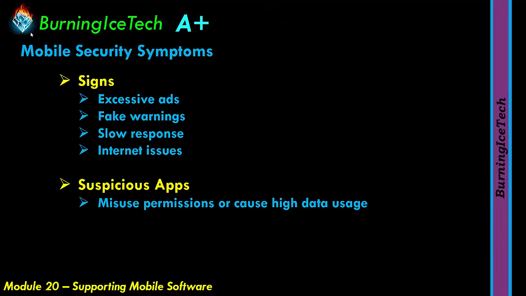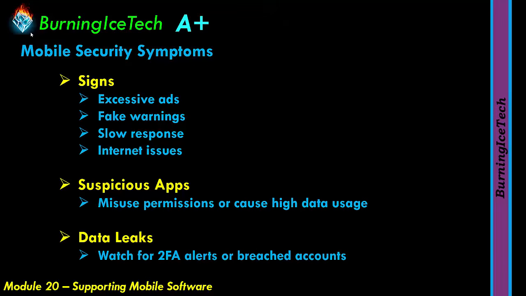And then the last thing here under this particular topic, data leaks. Something we really don't want, especially if somebody's got a phone or a tablet that's got a lot of company sensitive information on it. So that's why we often force people to use encryption and all that kind of stuff. So data leak, watch out for two-factor authentication alerts or breached accounts. So when you start receiving alerts that say, hey, you've just tried to log in from here, please confirm with your PIN, and you know for a fact it wasn't you, yeah, that could be someone that's trying to break in.